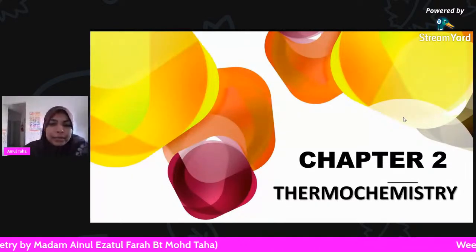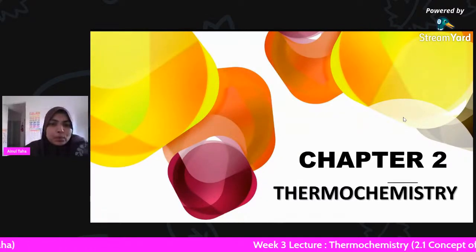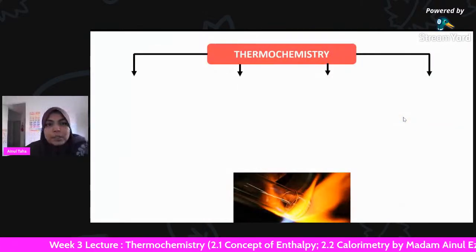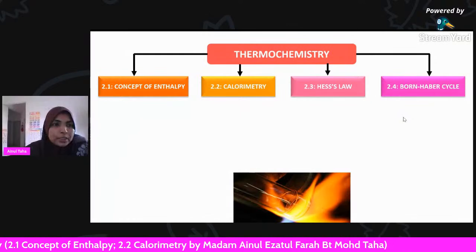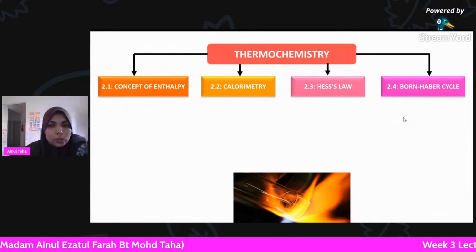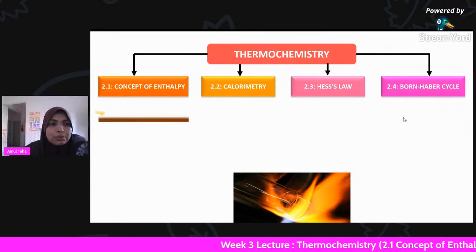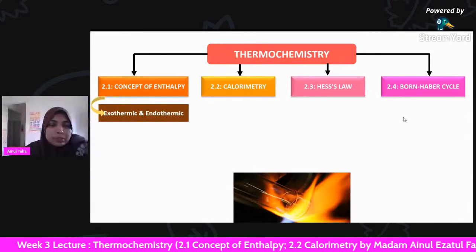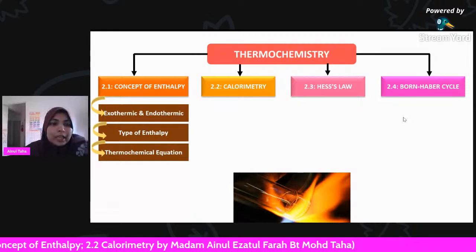So today I'm going to discuss chapter 2, which is Thermochemistry. For this topic, we have four subtopics. Start with 2.1 Concept of Enthalpy, 2.2 Calorimetry, 2.3 Hess's Law, and 2.4 Born-Haber cycle. For the first part, 2.1, you're going to learn about the exothermic and endothermic reaction, the types of enthalpy, and also the thermochemical equations.